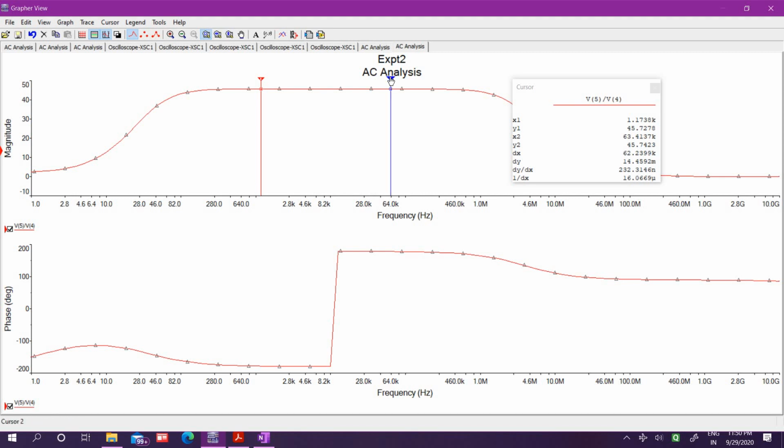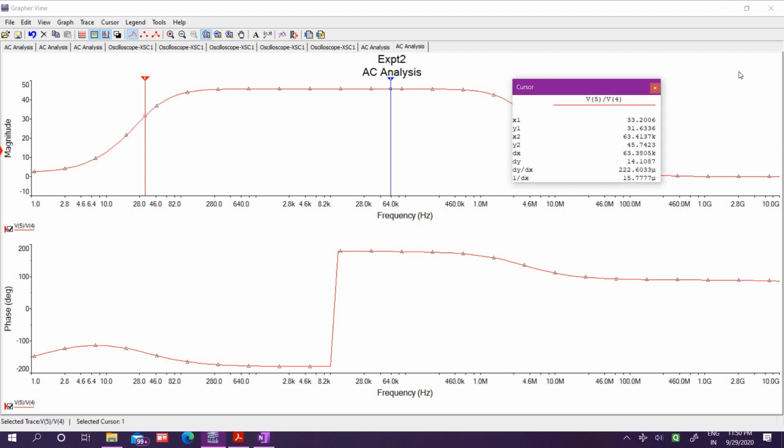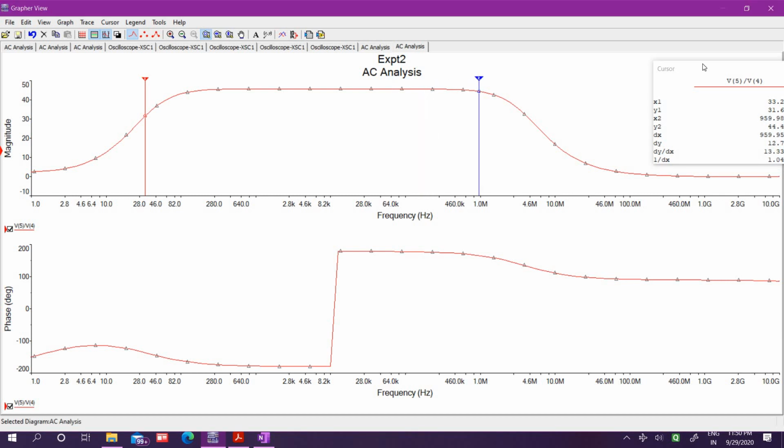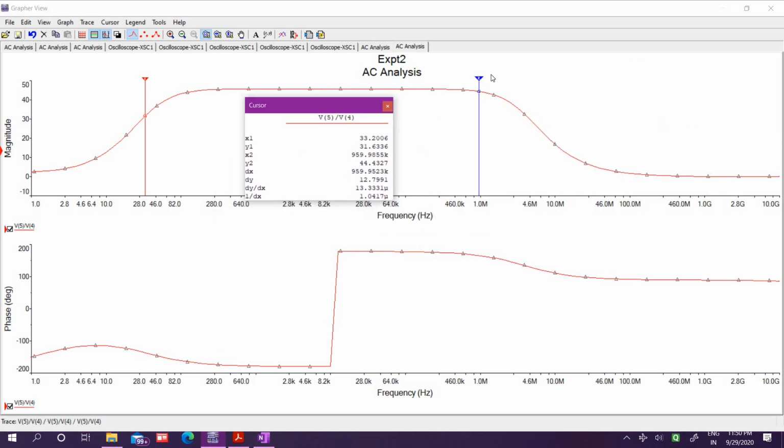Now if you want to find the lower cutoff frequency and higher cutoff frequency, we obtain the value, that is 31.5. So I can move the cursor x1 and find the x1 value, and when it is at about 31 or 31.5, I'll stop over there. So now, yes, the y1 value is 31.5. So this will be our FL.